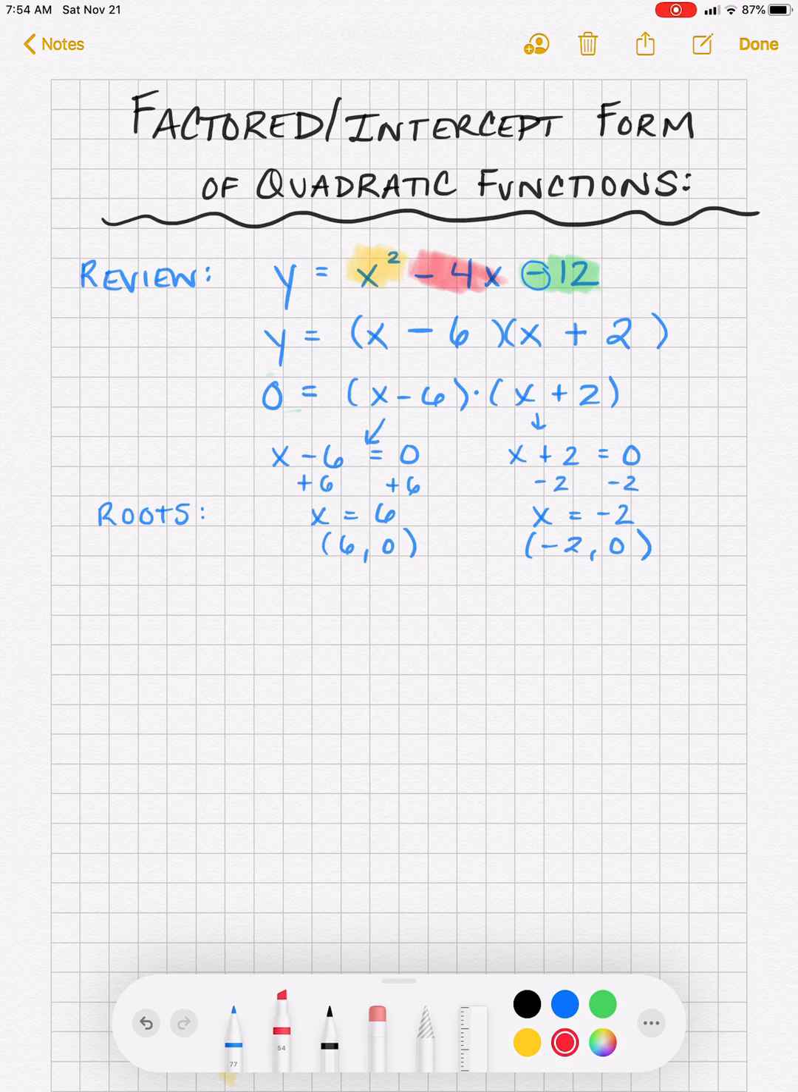One more little note here about this 0: the reason that I plug 0 in for y is because you can see that in every x-intercept, the y-coordinate is always 0. So if you want to go ahead and get your graphing calculator, you can type in x squared minus 4x minus 12, and you will see that the graph of the quadratic passes through 6 and negative 2.